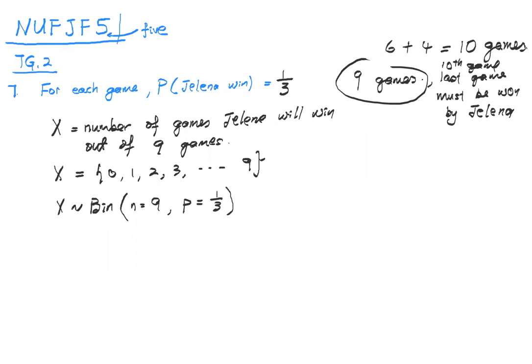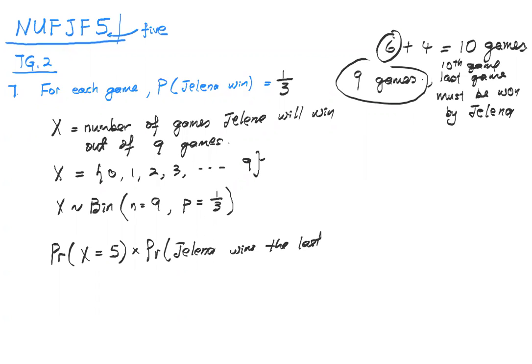So therefore, this situation, 6 games to 4, means that I want X to be equal to 5, times the probability of Jelena winning the last game. Am I right? So that is what the hint is trying to give you.